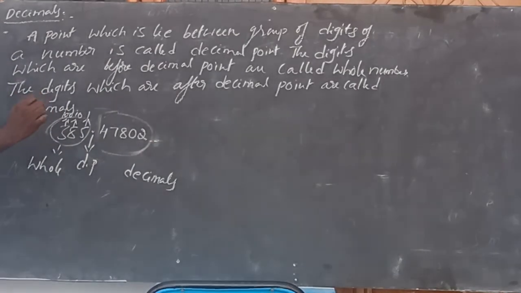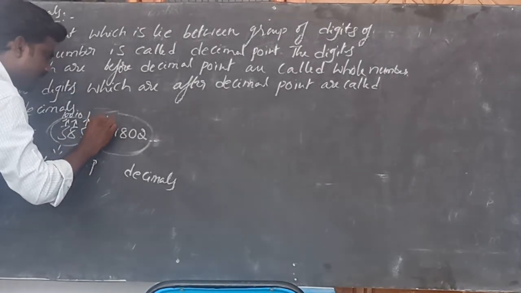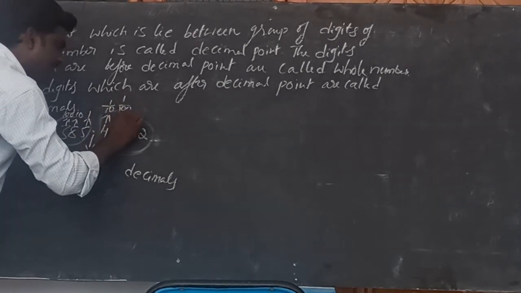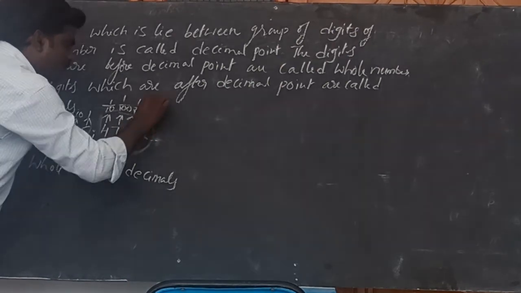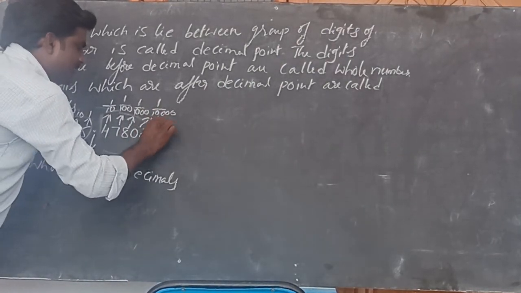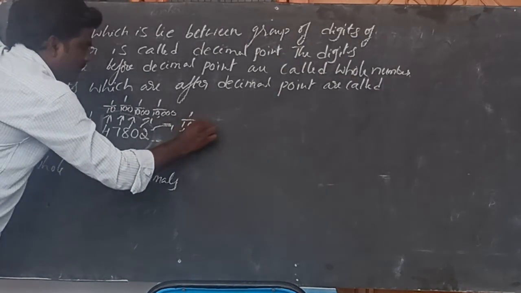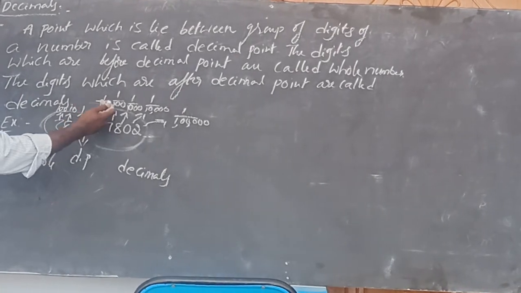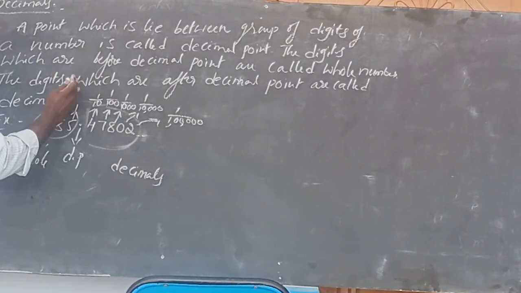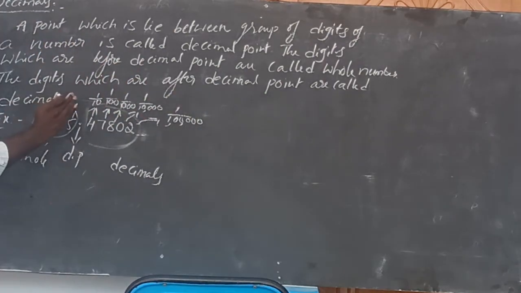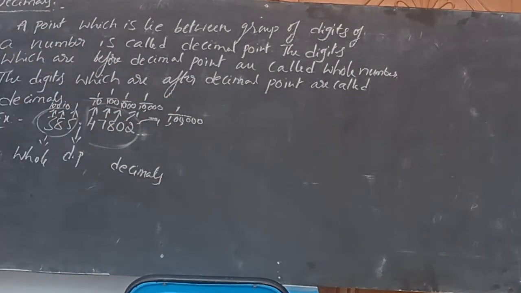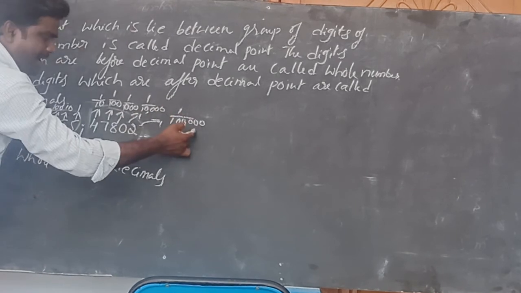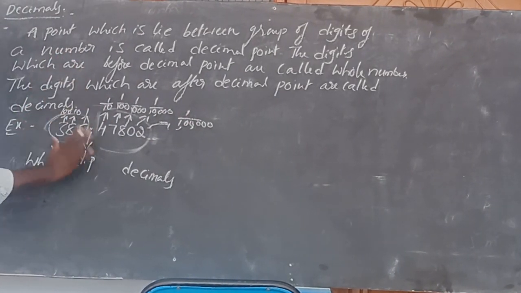How can we get a decimal place? If you divide by 10, its place value is 1 by 10. Its place value is 1 by 100. Its place value is 1 by 1000. Its place value is 1 by 10,000. Its place value is 1 by lakh. The place values of the digits in decimals, moving from left to right, decrease by how many times? 10 times. 1 by 10, 1 by 100, 1 by 1000, 1 by 10,000, 1 by lakh. Okay? So this is the decimals.